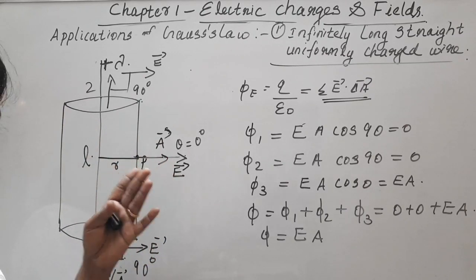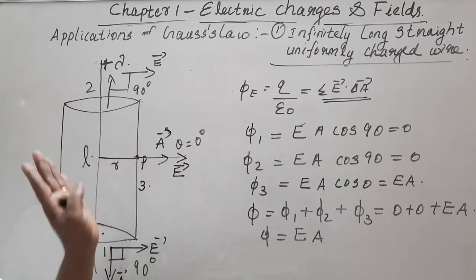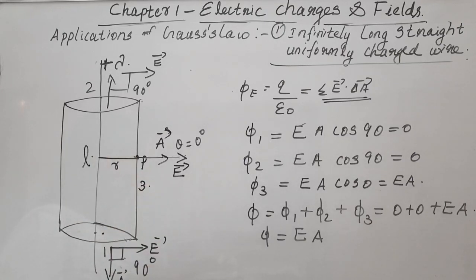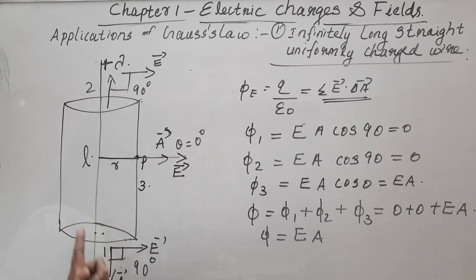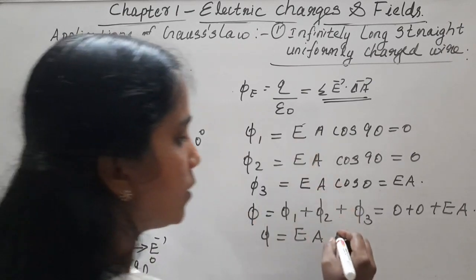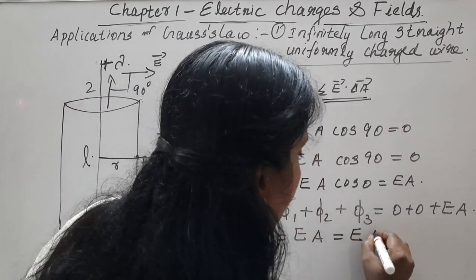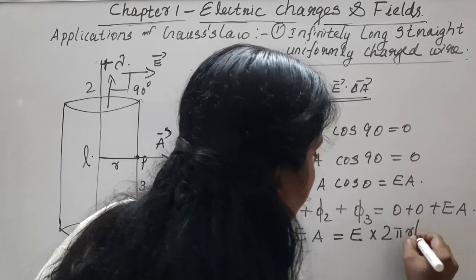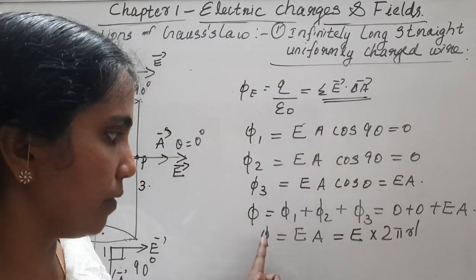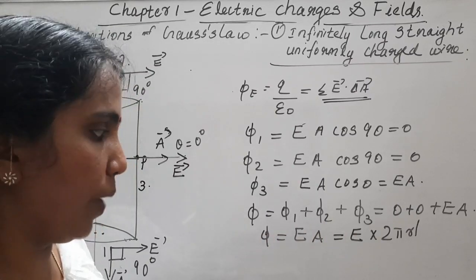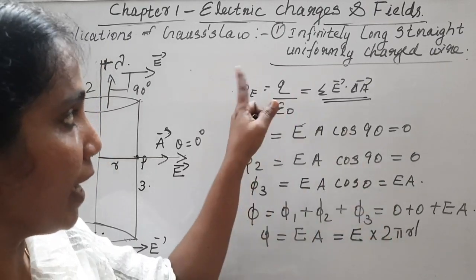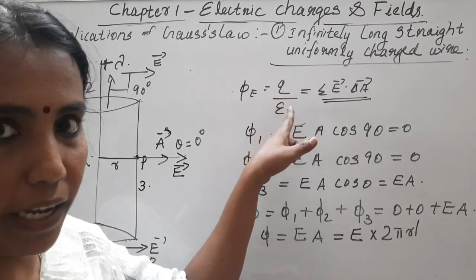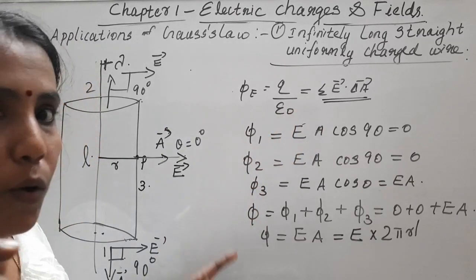For a cylinder, what is the expression for curved surface area? Curved surface area is 2 pi RL, where R is the base radius and L is the length or height of the cylinder. So the expression for flux is phi is equal to E into 2 pi RL. Now by Gauss's law, what is phi? Phi is Q by epsilon 0. So we are going to substitute.